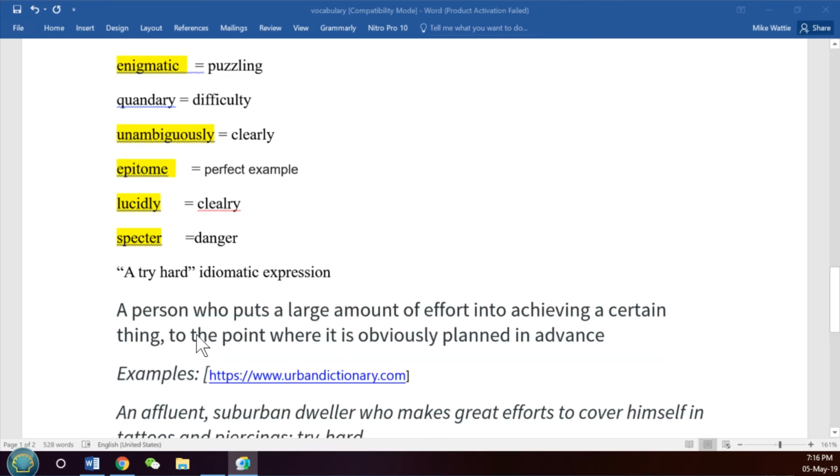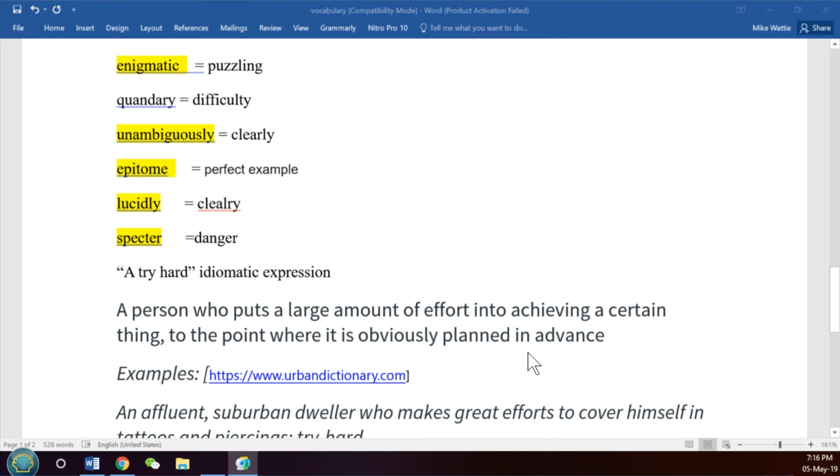And then just one last final thing. We've got this idiomatic expression called try hard. Now, when we talk about somebody trying hard, like trying hard to pass the IELTS test, that's a good thing. A try hard is an idiomatic expression. It's negative in meaning. You can see here a person who puts a large amount of effort into achieving a certain thing to the point where it is obviously planned in advance. So a try hard is someone who is just obviously trying to fake something. All right, so that's the meaning of a try hard.